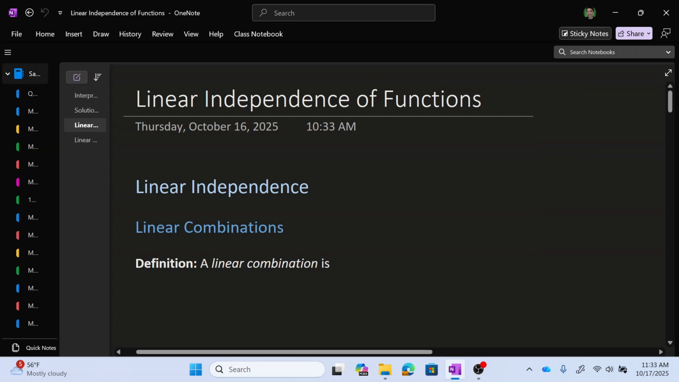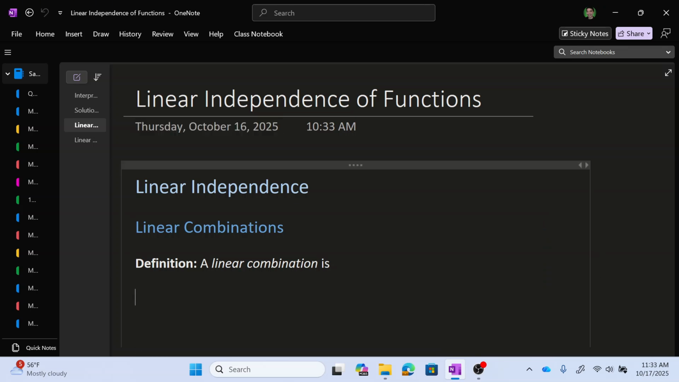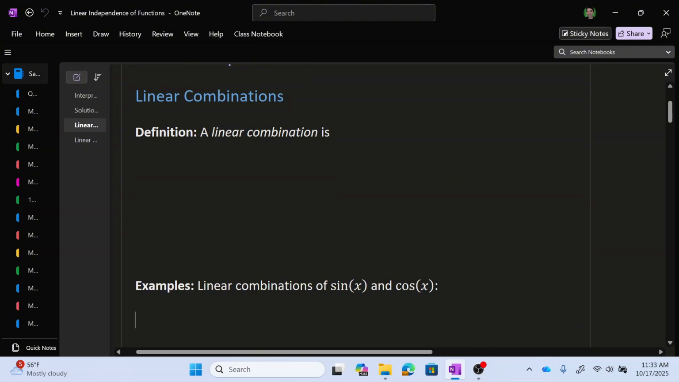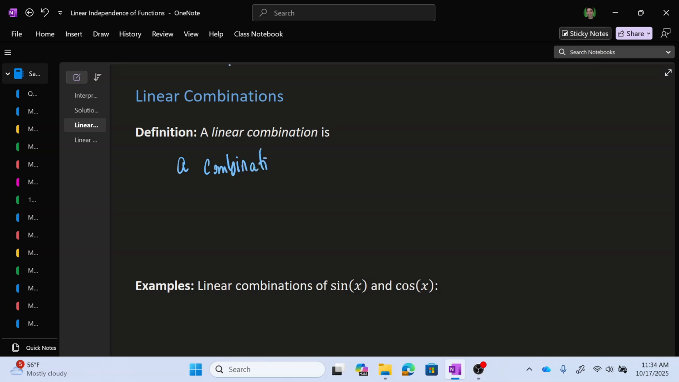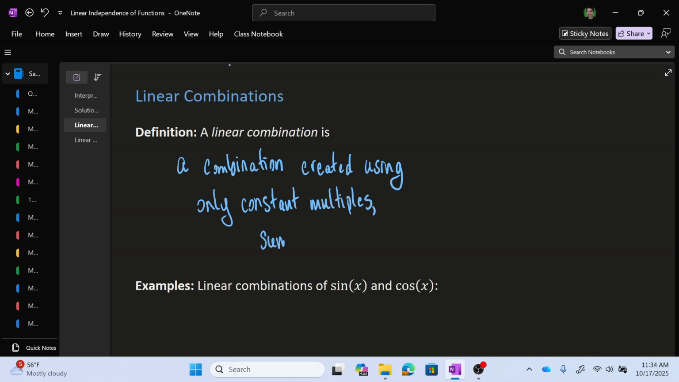And before we can talk about linear independence of functions, I need to introduce a concept called a linear combination. So what's a linear combination? When someone talks about a combination that is linear, they're talking about a combination that is created using only constant multiples, sums, and differences.